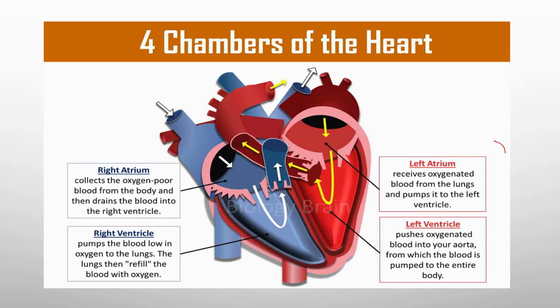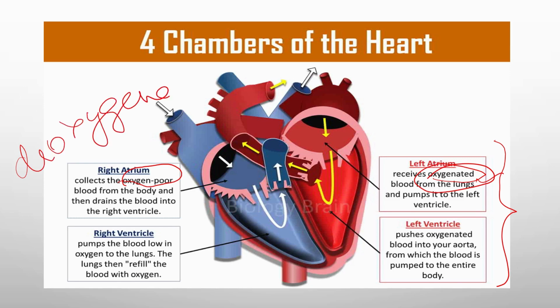Whereas, what is the function of these two parts? The left atrium receives the oxygenated blood. Please mention the difference: the oxygenated blood, whereas here we have the oxygen poor blood, or we can say the deoxygenated blood. Right? So it receives the oxygenated blood from the lungs and pumps it to the left ventricle. From here it is carried to this part. Then what does the left ventricle do? It pushes the oxygenated blood into your aorta, from which the blood is pumped to the entire body.